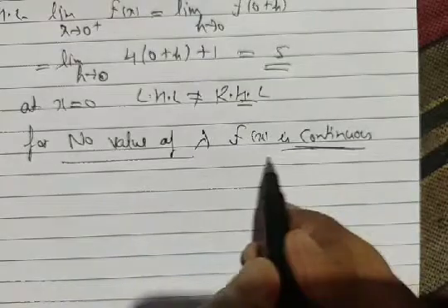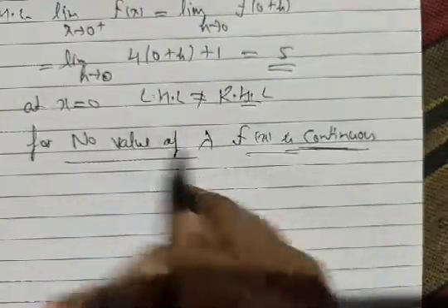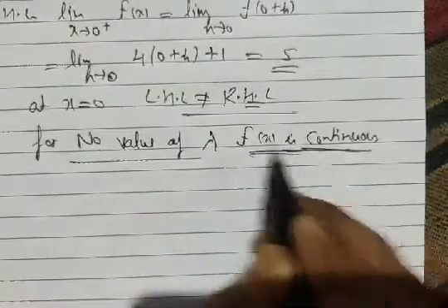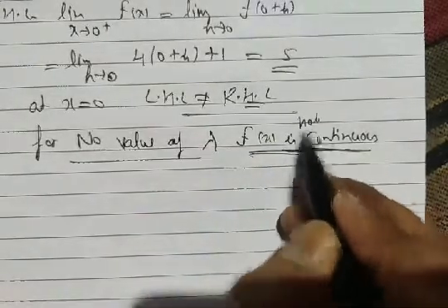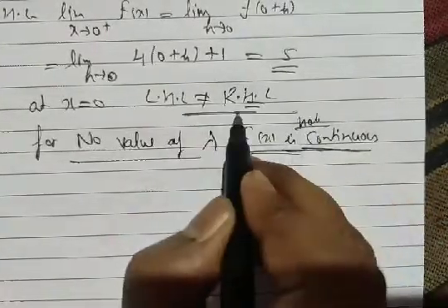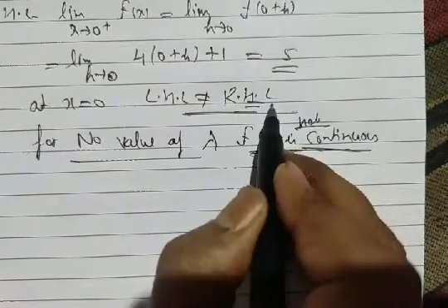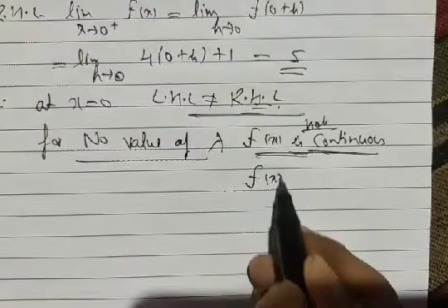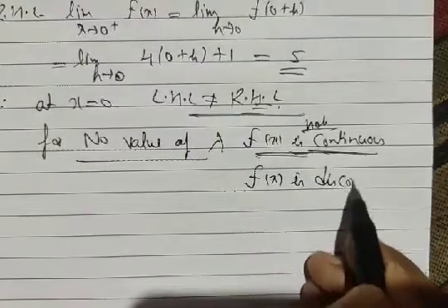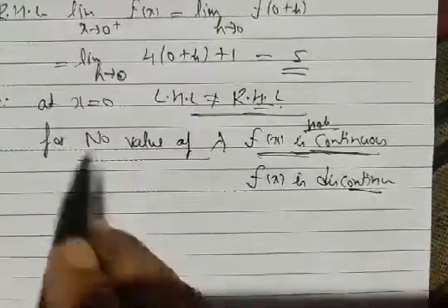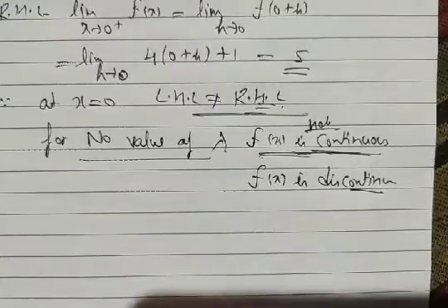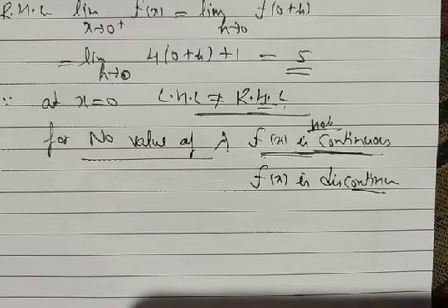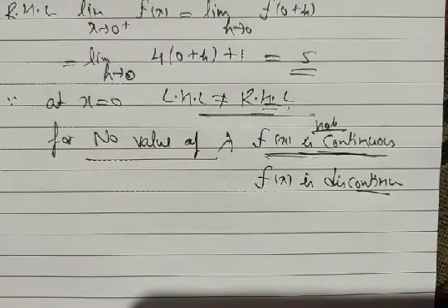For no value of lambda, f(x) is continuous, because f(x) is not continuous since our left hand limit is not equal to right hand limit. For no value of lambda is our f(x) continuous at x equal to 0, because at x equal to 0 our function is discontinuous here.